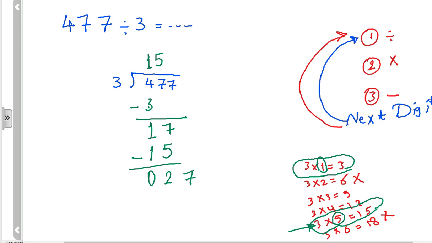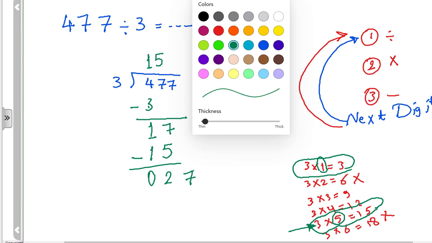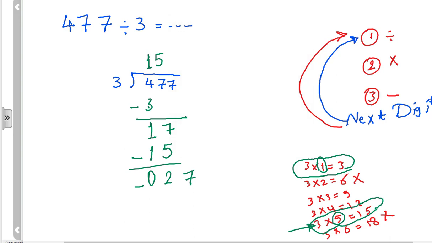So to repeat the steps, we start with divide. 27 divided by 3. 27 divided by 3, of course, equals 9, because 9 times 3 equals 27. So it is 9.